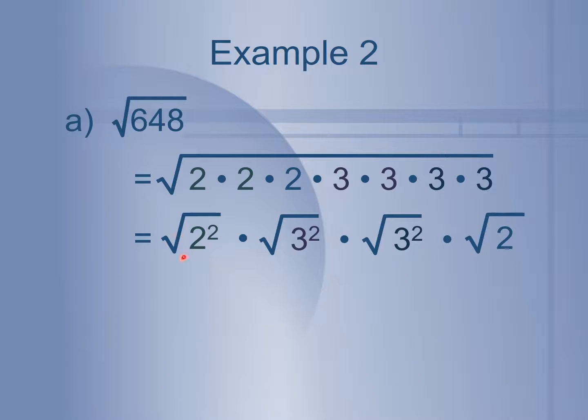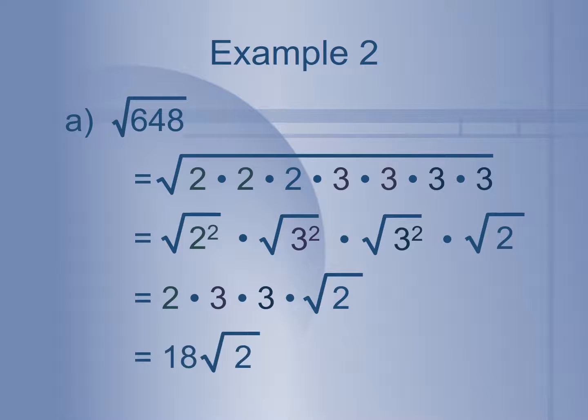So the square root of 2 squared becomes 2, the square root of 3 squared becomes 3, and the square root of 3 squared becomes 3. And then, of course, I'm left with the square root of 2, which I was not able to simplify. But notice on the outside, I now have 2 times 3 times 3, which I can multiply. It becomes 18. So my final answer is 18 square root of 2.